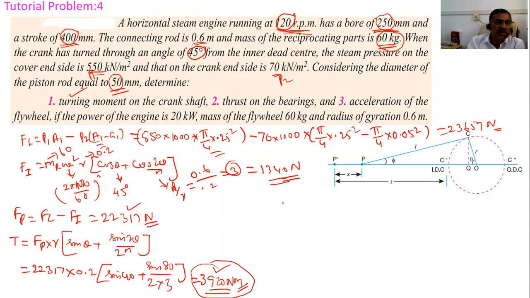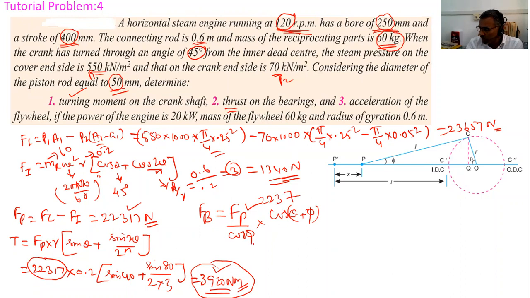But another thing you have to calculate is thrust on bearing. Thrust on bearing FB is equal to FB divided by cos phi into cos theta plus phi. You substitute the value of FB, which is already given, 2 to 37. You know how to calculate the phi value, it is equal to 13.6. Theta value is equal to 40. If you substitute, you will get FB is equal to 11,960 Newton.